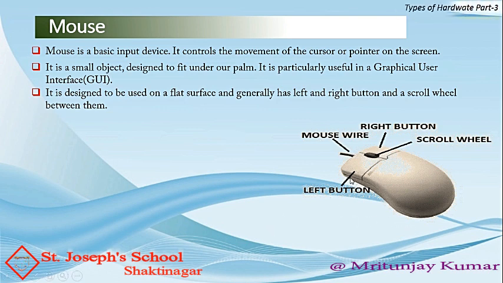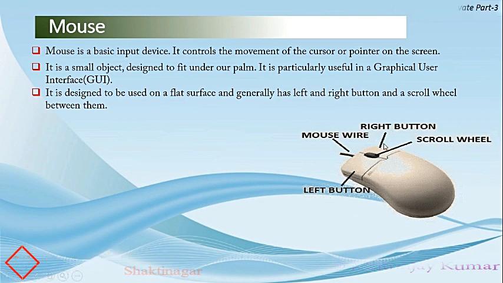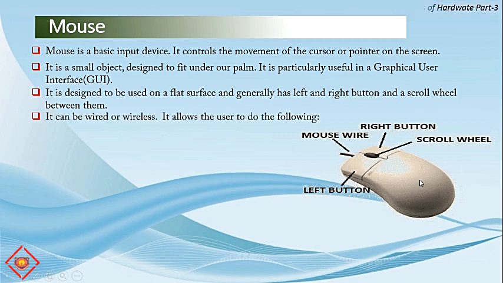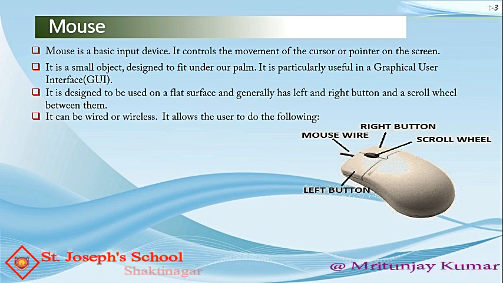So in this picture there is a left button, a right button, this is a mouse wire, and in the middle between the left and right button there is a scroll wheel. This mouse can be wired or wireless. It allows the user to do the following.